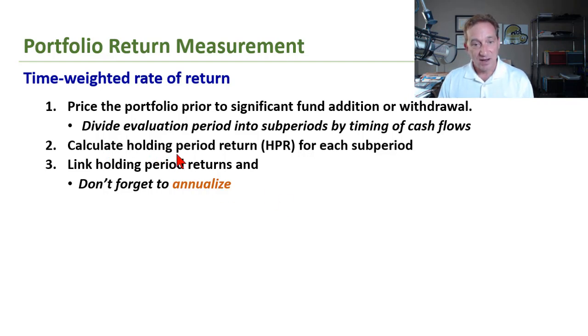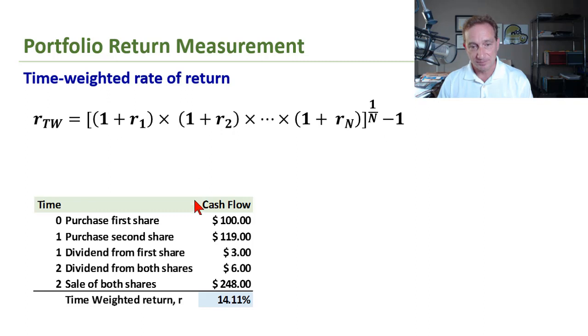Then we calculate the holding period return for each sub-period. That's what I showed you at the beginning. And then we link, or sometimes call it chain, the holding period returns, chain them all together, so we've got an overarching long period return. And then at the end, we probably want to remember to annualize it. So let's see how that looks.